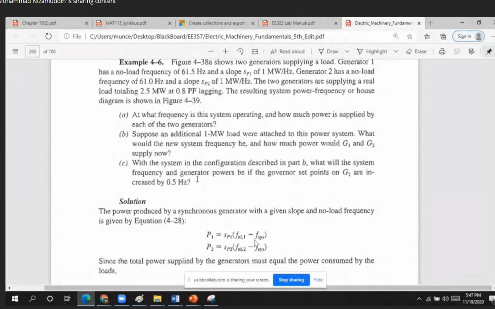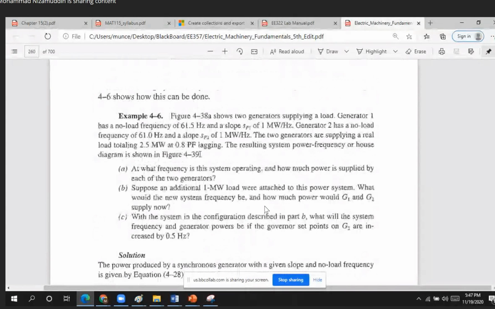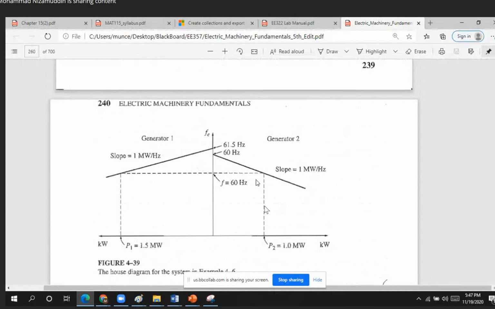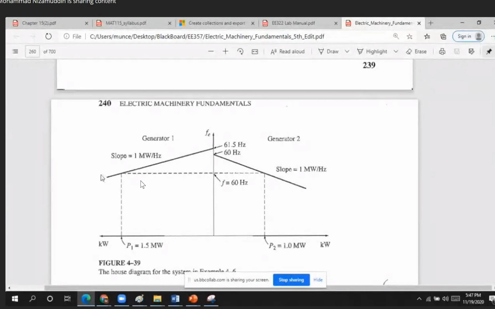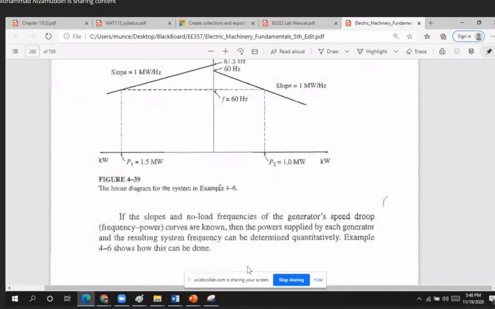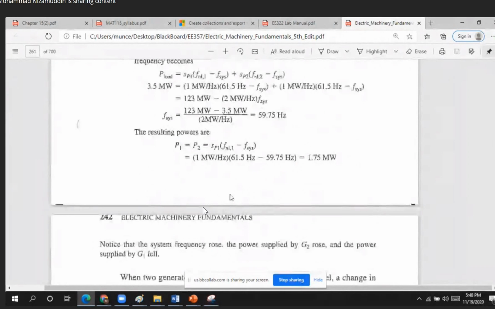If the governor set points on generator 2 are increased by 0.5 hertz. So this G2, generator 2, has been increased. Let me see what they are saying exactly.